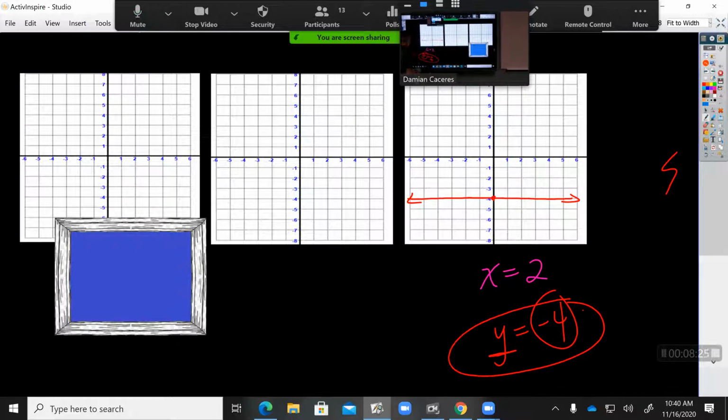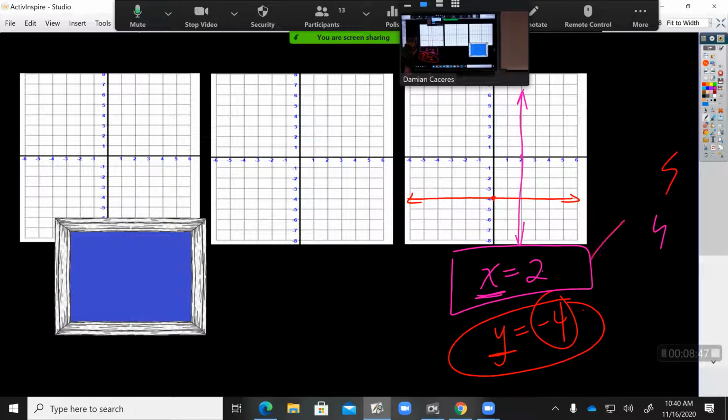Now let's do the other one in pink so you don't get them confused. The other one says x equals 2. That's the opposite. If the y is missing, it's a vertical line that touches 2. So you go to the x-axis, go to 2, and draw a vertical line. Done. I graphed both of those lines.